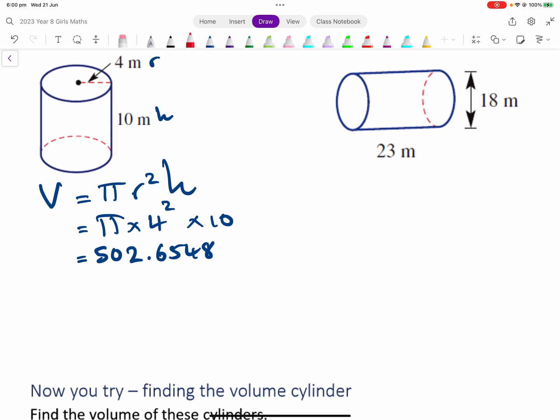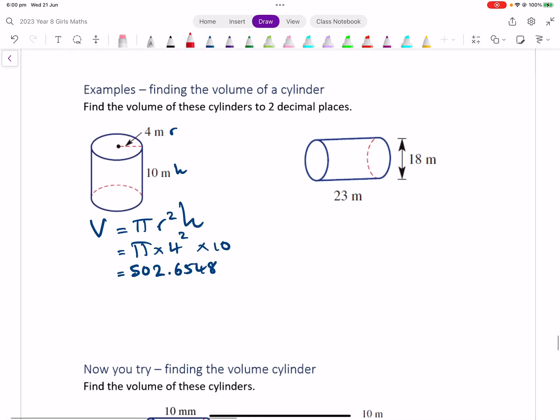All right. Now, we want 2 decimal places here, don't we? So let's work out our rounding. We'll have a look at our critical digit. Our critical digit is 4. So it's not 5 or more. So we leave the 5 unchanged. Equals 502.65. What are our units? Meters cubed, for volume is measured in cubes.